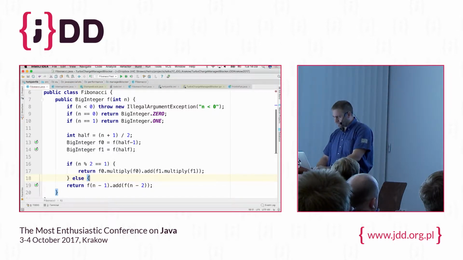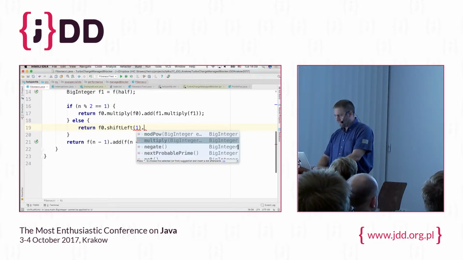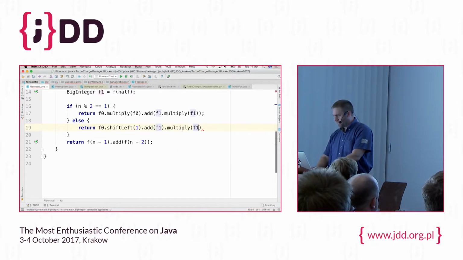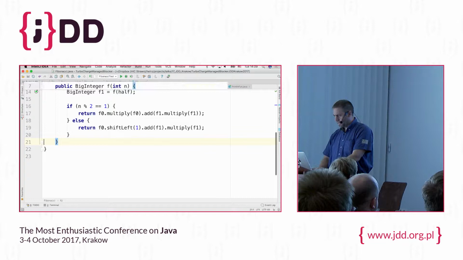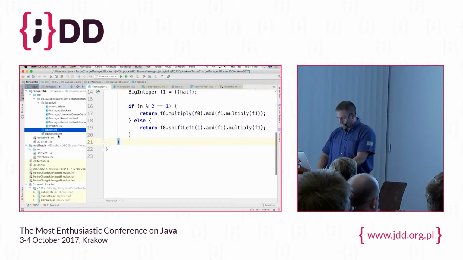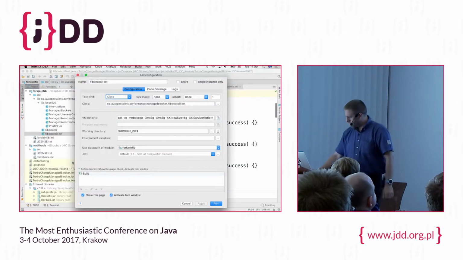Else, we would say return. Now, how do you multiply by 2? Any guesses? Thank you. So we can say f0.shiftLeft(1).add(f1.multiply(f1)). And you can see this is the same as what we have over here, the same algorithm. Okay. Now, if I did this correctly, which I hope I did, when we run the code, it should pass all the tests.